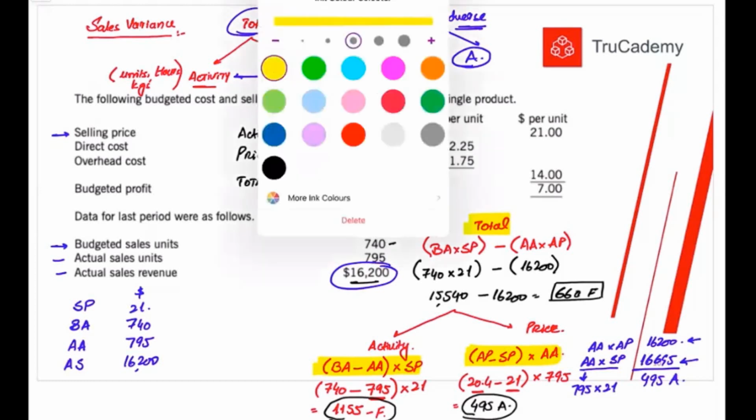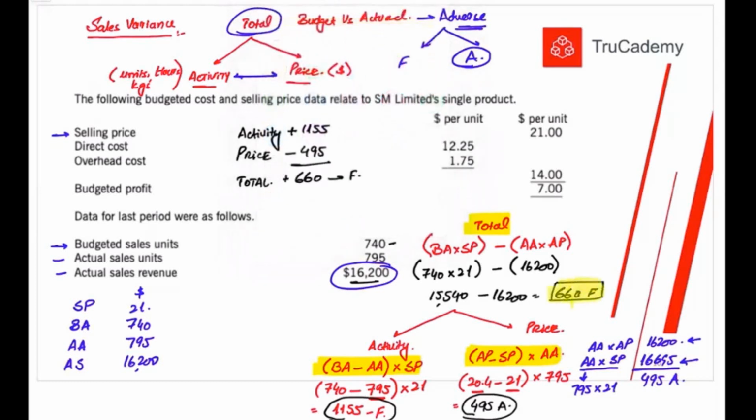So how much was our total variance? That was 660. How much is our activity? This much. And how much is our price? This much. Since we are adding the two variances, and since one was adverse, it has been subtracted. Total variance will always be the net of activity and price variance. Because total variance, as the name makes clear, is the total. Activity and price are a further breakdown of the same total variance. Clear with this? Yes, wonderful.